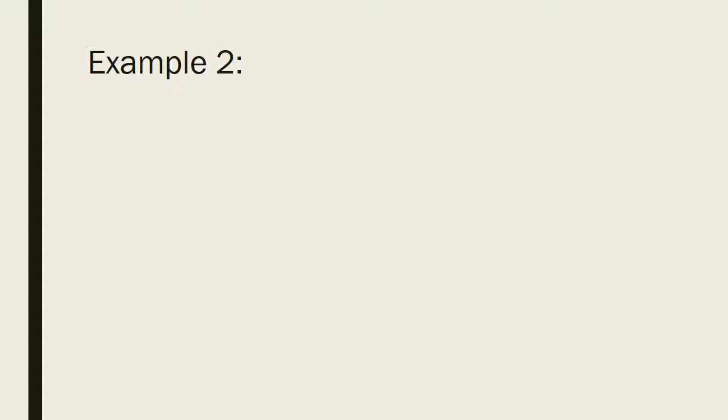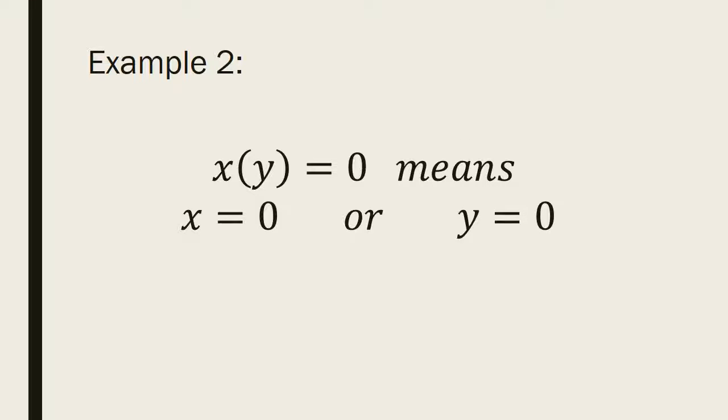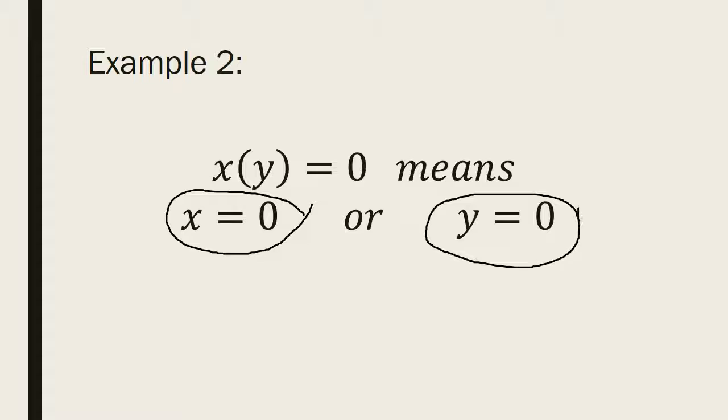Let's take a look at our second example. In our second example, we have x times y equals 0. This means that we have two factors, x and y, and their product is equal to 0. Based on the zero product property again, this means that either x is equal to 0 or y is equal to 0 or both are equal to 0, which means that the solution is x equals 0 or y equals 0.